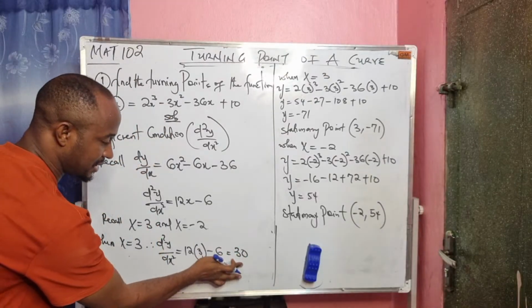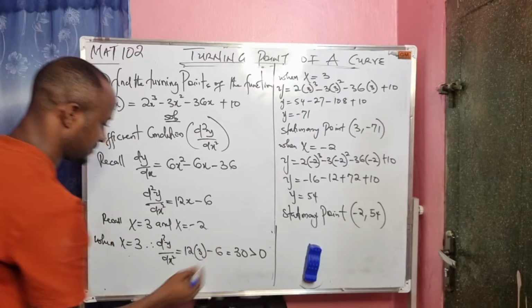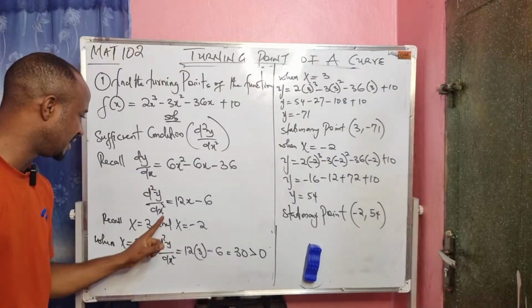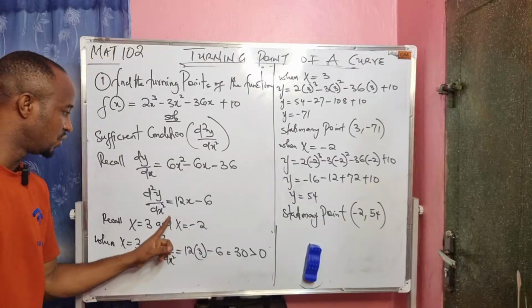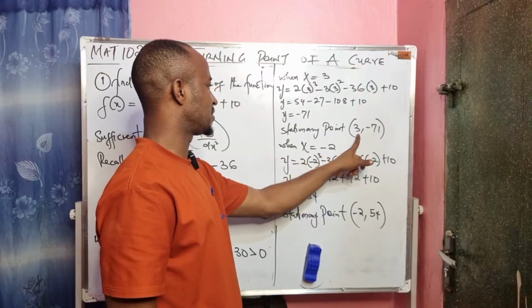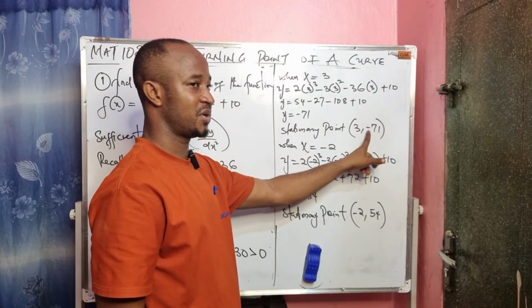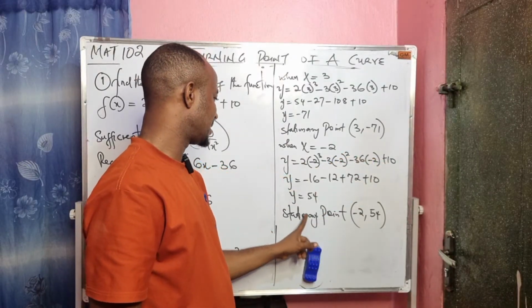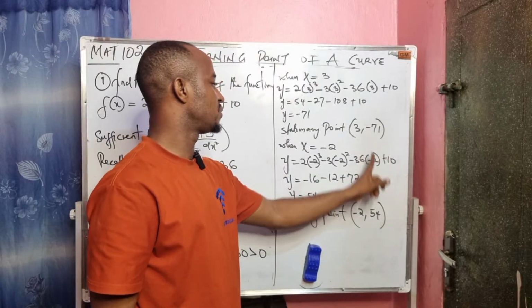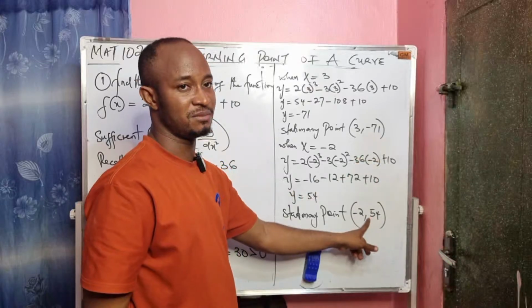And 30 is greater than 0, is that not? So when we put the value of x as 3 in this second derivative, we are getting our first point. The first point is when x is 3, y is minus 71. When x is minus 2, y is 54. So either of these two points is a minimum or a maximum.